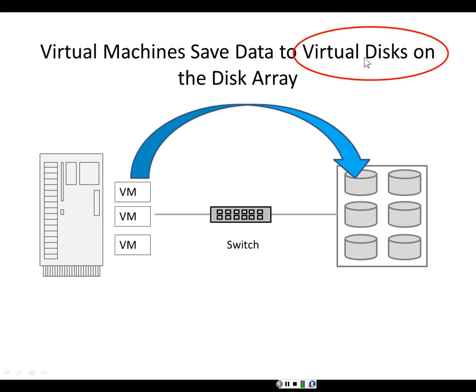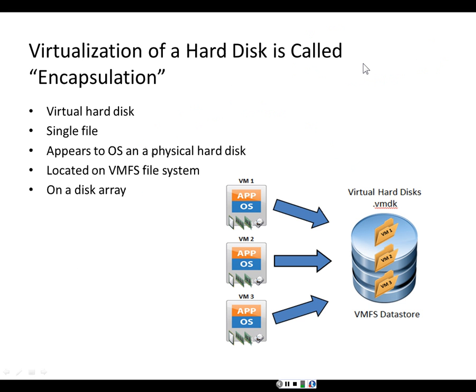So we've used this term virtual hard disks. Let's look a little more closely at virtual hard disks. And the virtualization of a hard disk is called encapsulation. A virtual hard disk is a single file which appears to the operating system as a physical hard disk. It's located on the VMFS file system, which is located on the disk array.